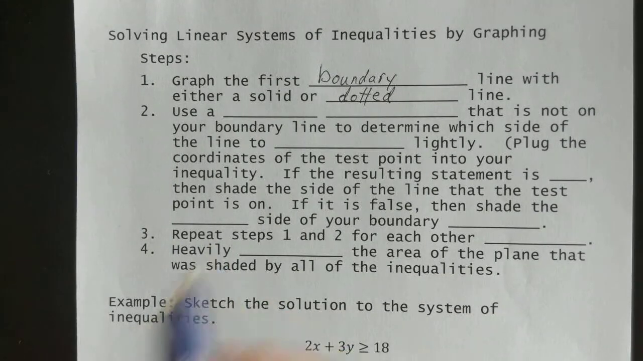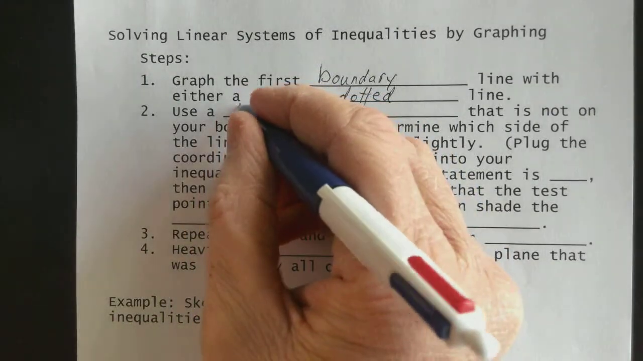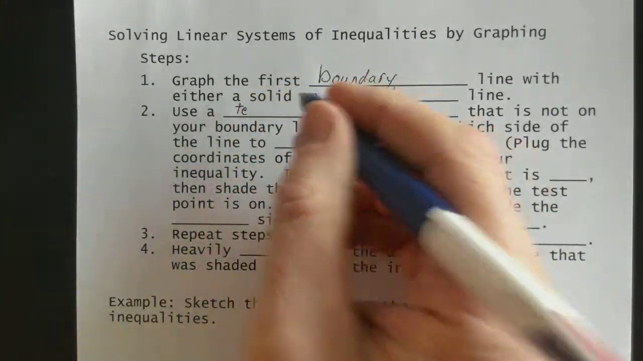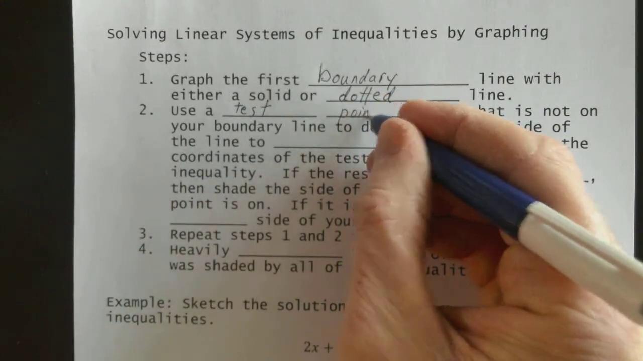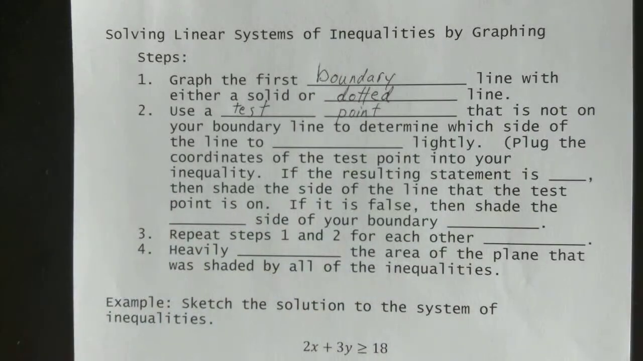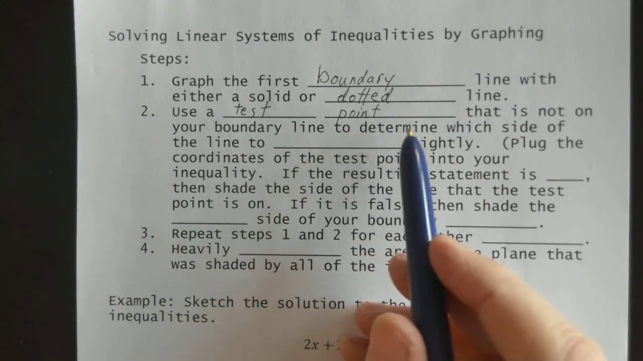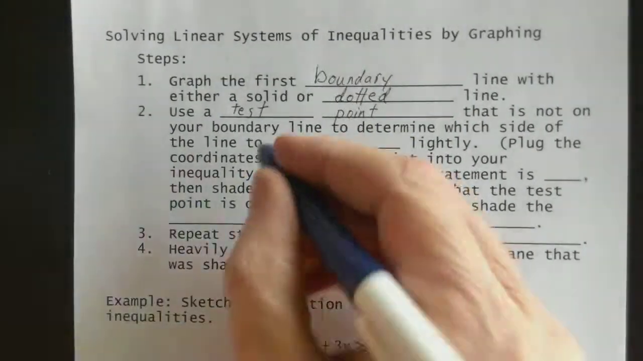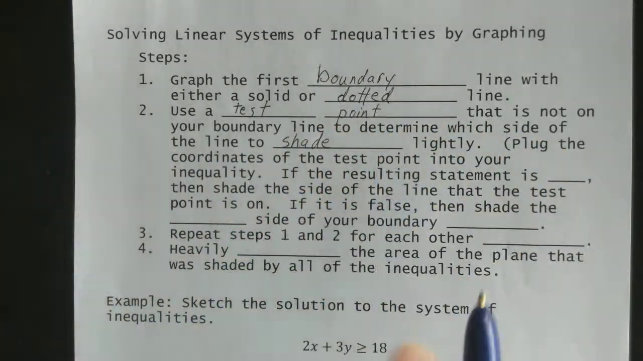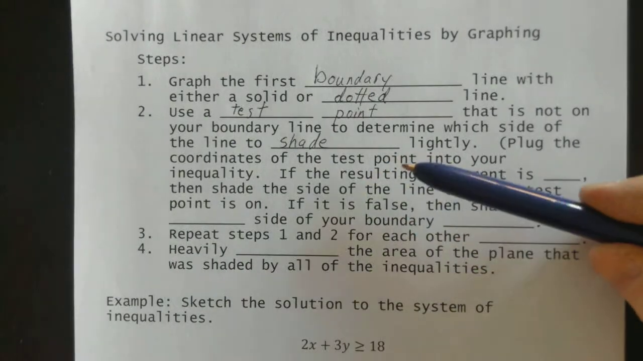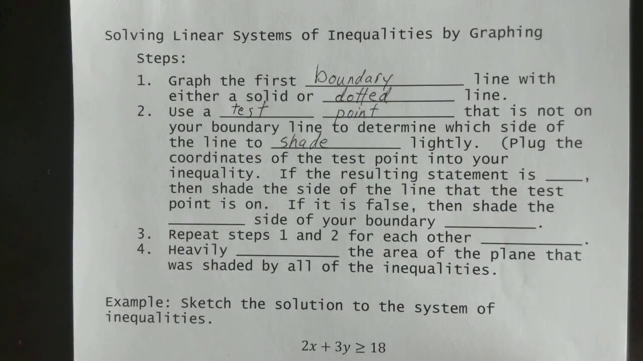Okay. The next thing, after you get your boundary line put down, you're going to use a test point, an ordered pair, a point that's not on the boundary line, to determine which side of the line to shade lightly. One side of the line has the solutions, the other side does not. Is everybody with me on that?